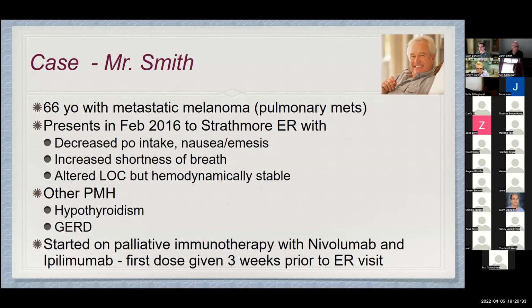So I'll just give you a quick example. Mr. Smith, patient of a colleague of mine with metastatic melanoma with lung mets, presents to the Strathmore Emerge in February 2016. So this is an old case, but it still illustrates the point. With decreased PO intake, nausea, vomiting, increased shortness of breath, altered LOC, but hemodynamically stable. He has a prior history of hypothyroidism and GERD, and he'd been started on palliative immunotherapy with nivolumab and ipilimumab 3 weeks prior.